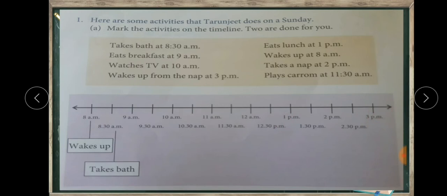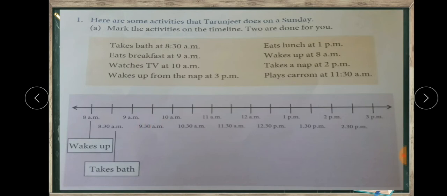Next, what do we have to do? We have to arrange the events in the order in which they happen. What happened first? We have to write first. So, what happened first? See, wakes up at 8 a.m. This one happened first. So we have to write wakes up at 8 a.m. Then at 8:30 a.m. what happened? Takes bath. Next 9 a.m., eats breakfast. So we have to mark eats breakfast here.